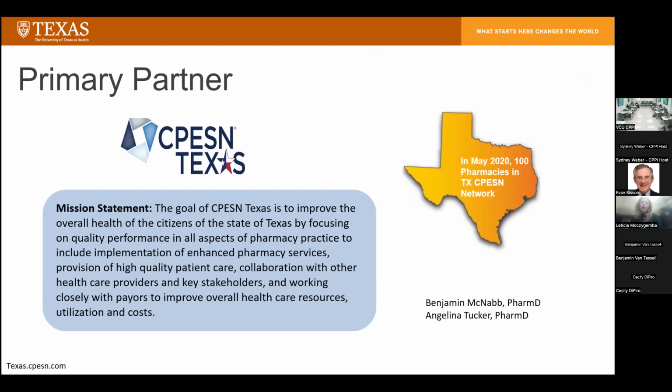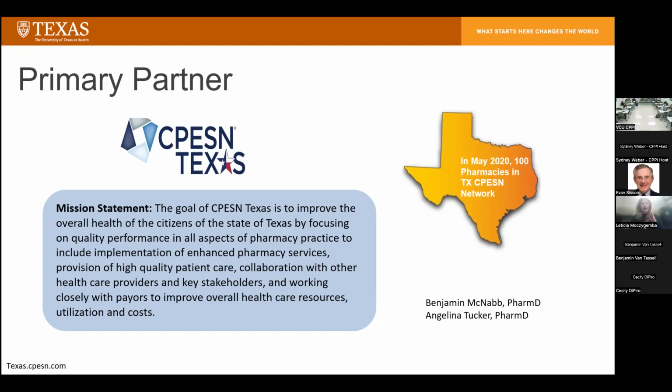In parallel to when we were doing the survey, we also connected with CPESN in Texas, and I'm going to hopefully make the correct assumption that because of the work being done in CPESN in Virginia, most people know what CPESN in Texas is. This is a network of community pharmacies working to provide enhanced pharmacy services. And if you think about the mission statement of CPESN in Texas, it aligned perfectly in terms of us working together. At the time when we started our partnership, there were about 100 pharmacies in the Texas CPESN network, and that's constantly evolving, and there are over 200 at this point in time.